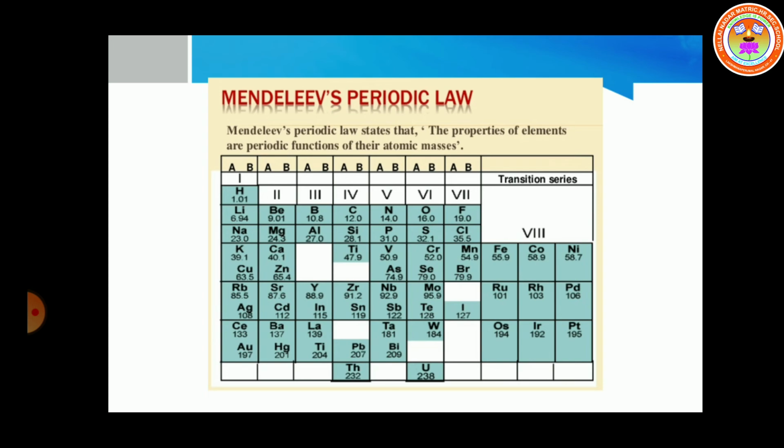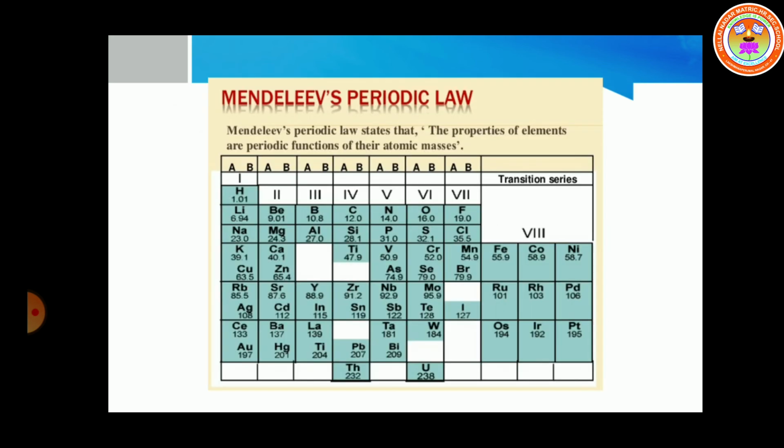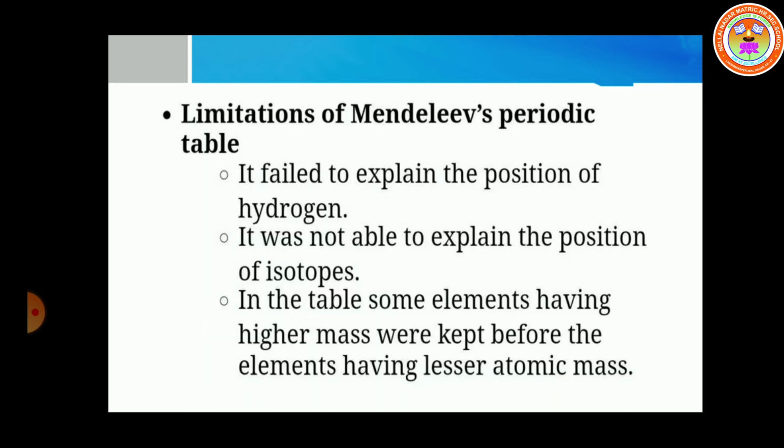Increasing order of atomic mass was not strictly followed, it failed to explain the position of hydrogen, and it was not able to explain the position of isotopes. So, these are the drawbacks or limitations of Mendeleev's periodic table. So, students, what are the limitations of Mendeleev's periodic table? It failed to explain the position of hydrogen, it was not able to explain the position of isotopes, and increasing order of atomic mass was not strictly followed throughout. These are the limitations of Mendeleev's periodic table.